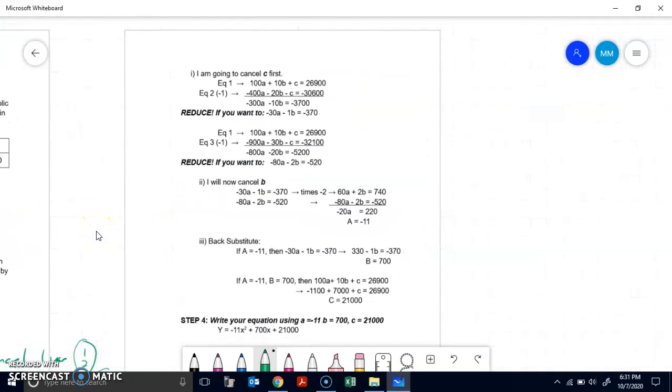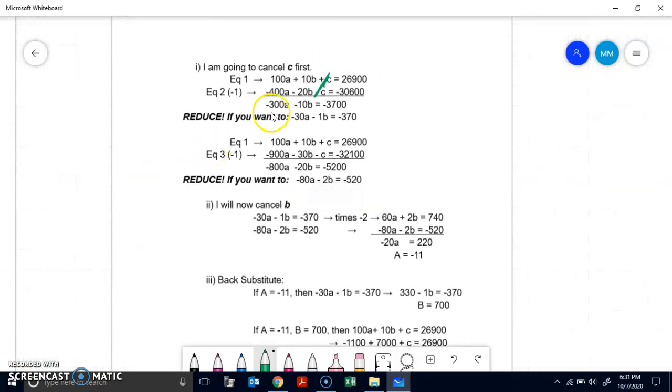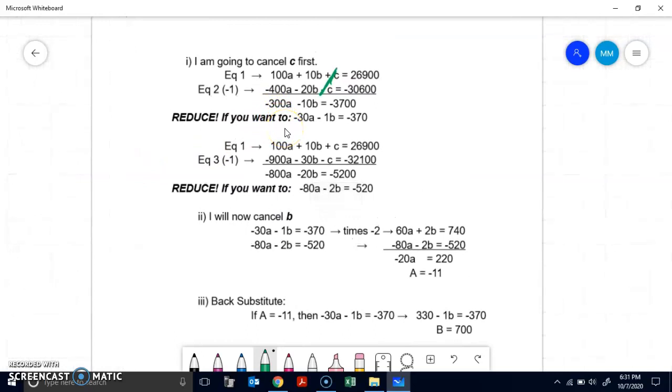So here's equation 1, and I'm going to take equation 2 times -1, so I can change those signs. So that's equation 2. I've just changed all three signs, or all four signs, multiplying by -1. And you can see the C's now cancel. I have 100 minus 400, 10 minus 20, and I subtract those numbers, and it gives me this mini equation. And you can use that.